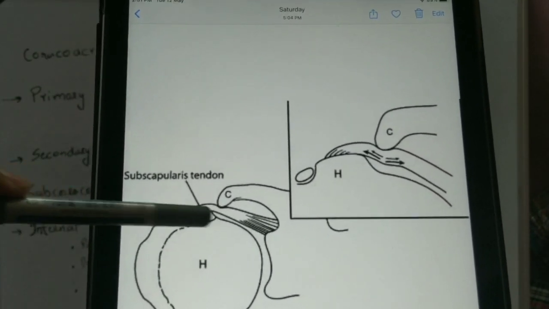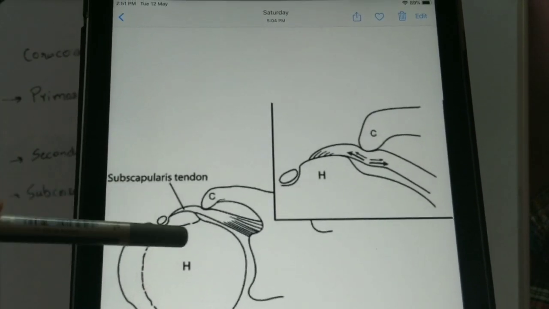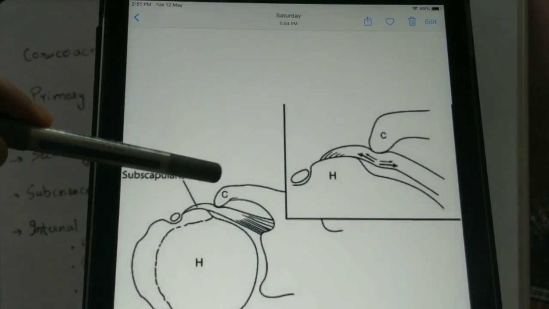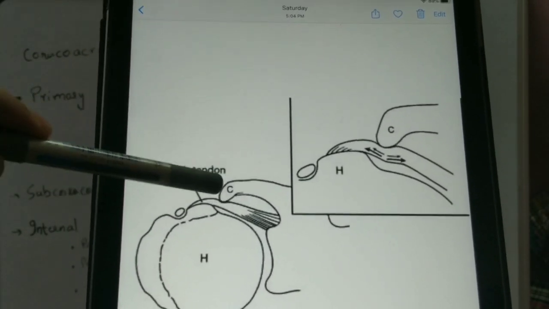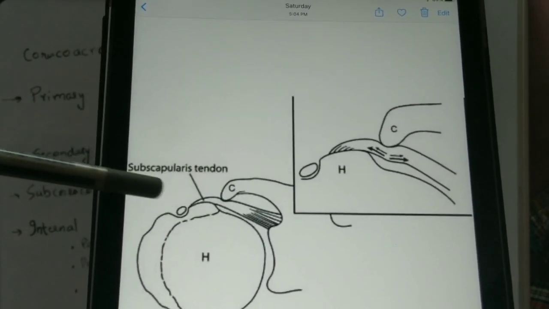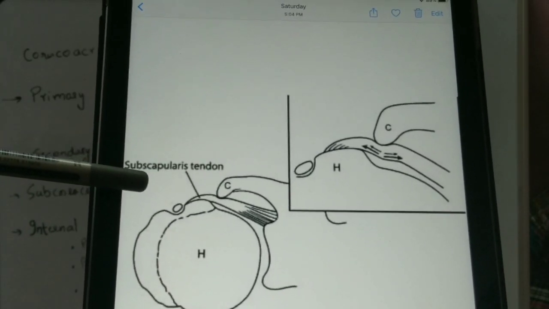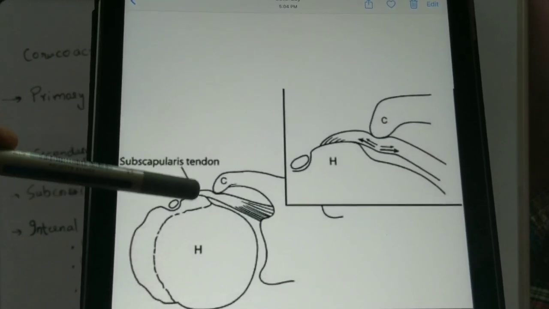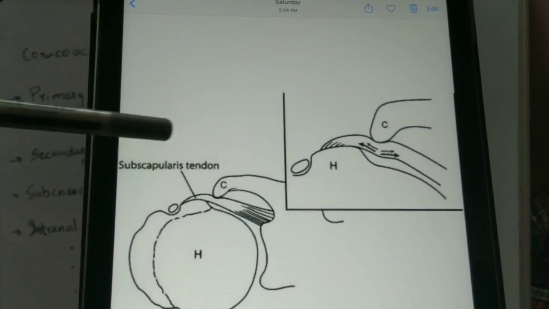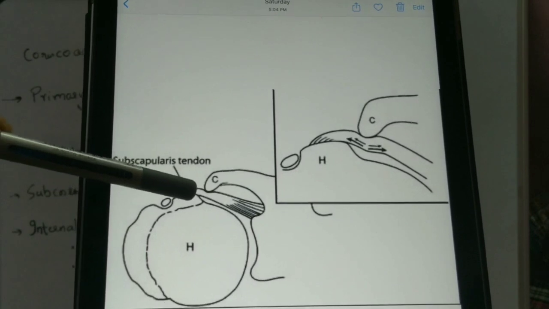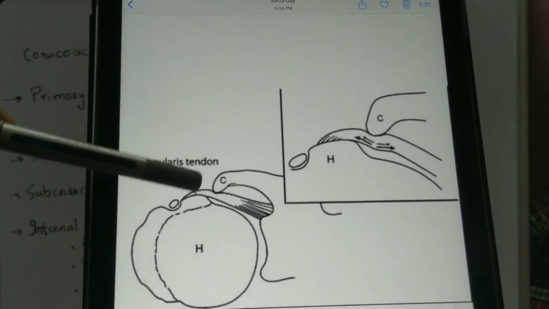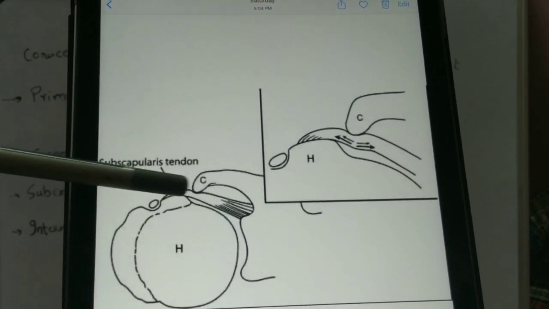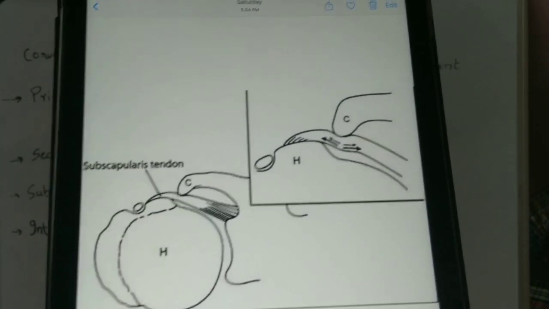We know that over the lesser tuberosity, we have the attachment of the subscapularis tendon. Any impingement in this region by the coracoid, in the subcoracoid space, of the subscapularis tendon will lead to subcoracoid impingement. Now it can be idiopathic or iatrogenic. Idiopathic can be because of deformity of the coracoid process, and iatrogenic is because of a fracture or any coracoid osteotomy which we have done, which can lead to impingement of the tendon in this region.